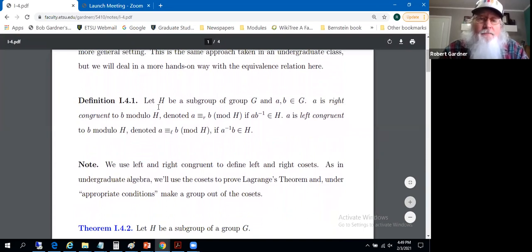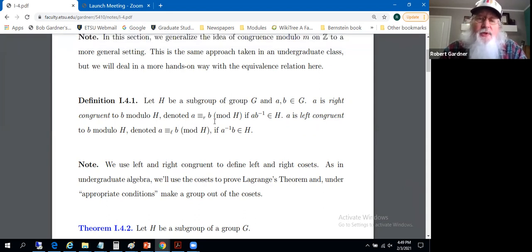Definition 1.4.1 says, let H be a subgroup of G, A and B elements of G. A is right congruent to B, modulo H, denoted A congruent, with a little subscript r, if AB inverse is in H. A is left congruent to B, modulo H, denoted with a lowercase l, if A inverse B is in H. So there's the two relationships related to left and right congruence, mod a subgroup H of a given group G.